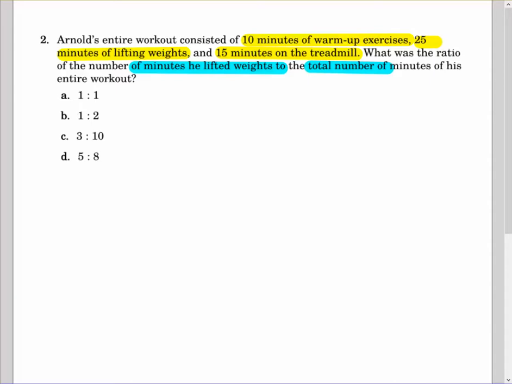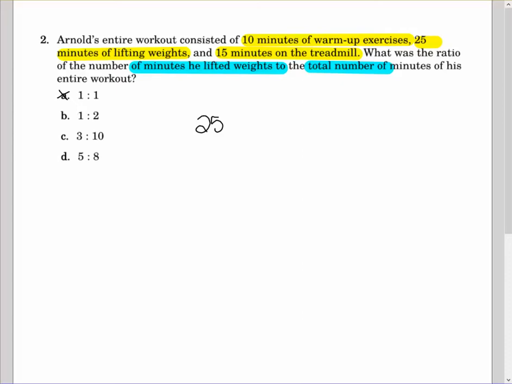So if we look at these choices, choice A does not make sense, because that would be like saying he lifted weights for every 1 minute he lifted weights. It was 1 minute total of a total workout. So his whole workout was not lifting weights. That's a 1-to-1 ratio. That would mean 100% of his time was lifting weights. So 1 to 2, that'd be like 50% of his time. So he's only doing 25 minutes, but let's see how that compares.